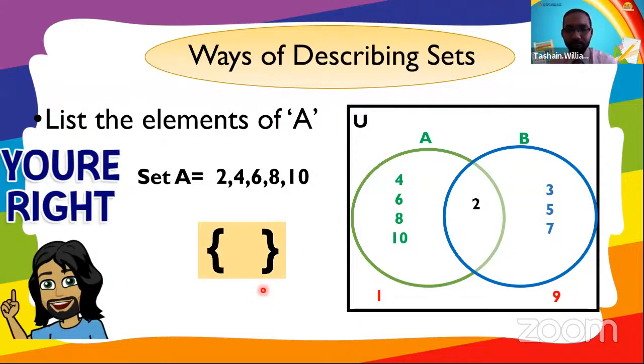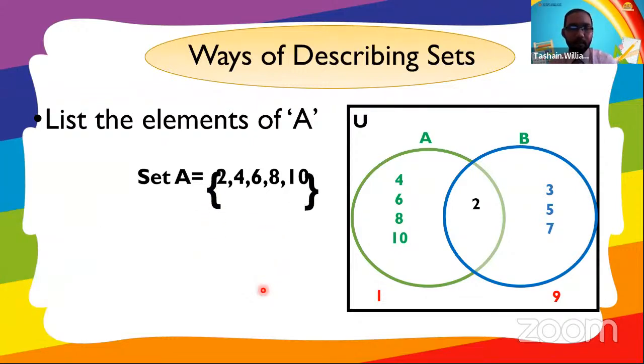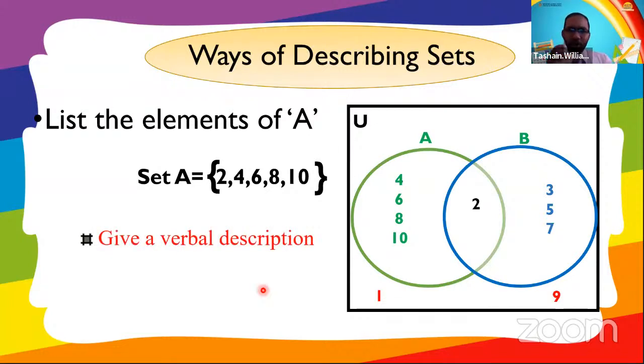Now, take a look. If we are listing the members, we have to say set A is the set of, right? The two curly brackets represent the set of. If you're using a laptop, it's to the right of the P button on your laptop, right? Now, you will see how we utilize the symbol. Set A is the set of 2, 4, 6, 8, and 10. Now, can you give a verbal description of what set A is?